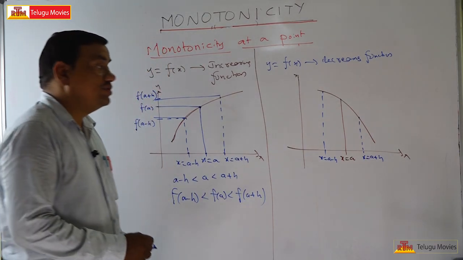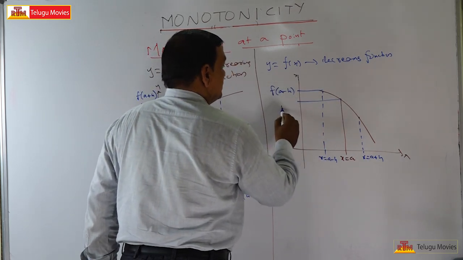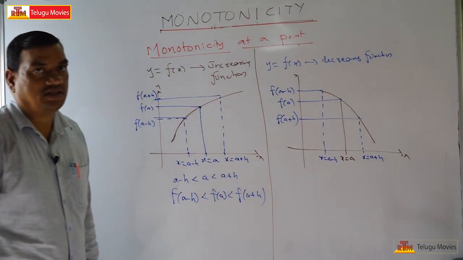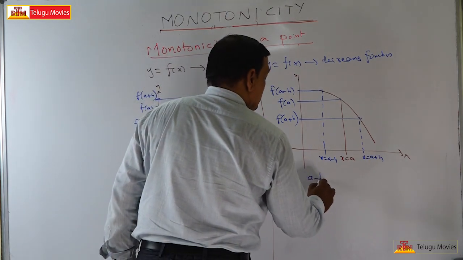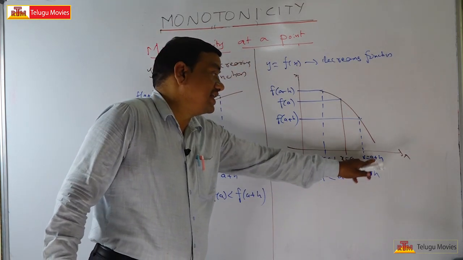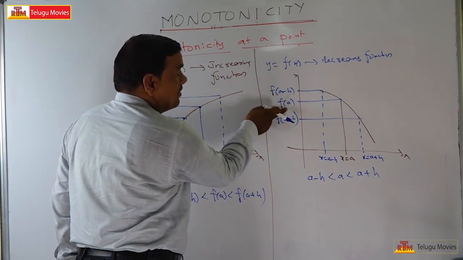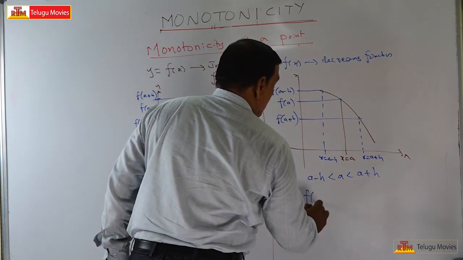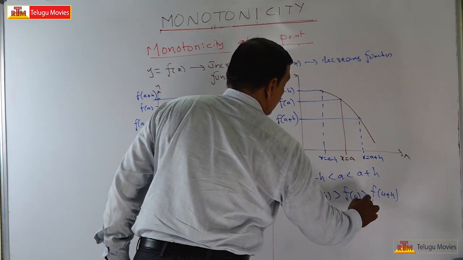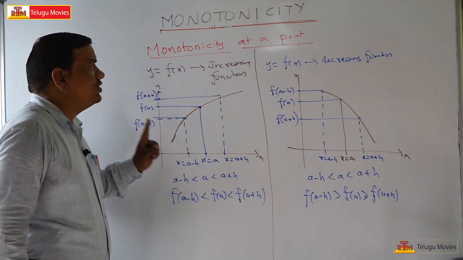Now observe their functional values. This is f of a minus h, this is f of a, and this is f of a plus h. Now a minus h is less than a plus h. If you observe here, f of a minus h is greater than f of a, which is greater than f of a plus h. Understand this?